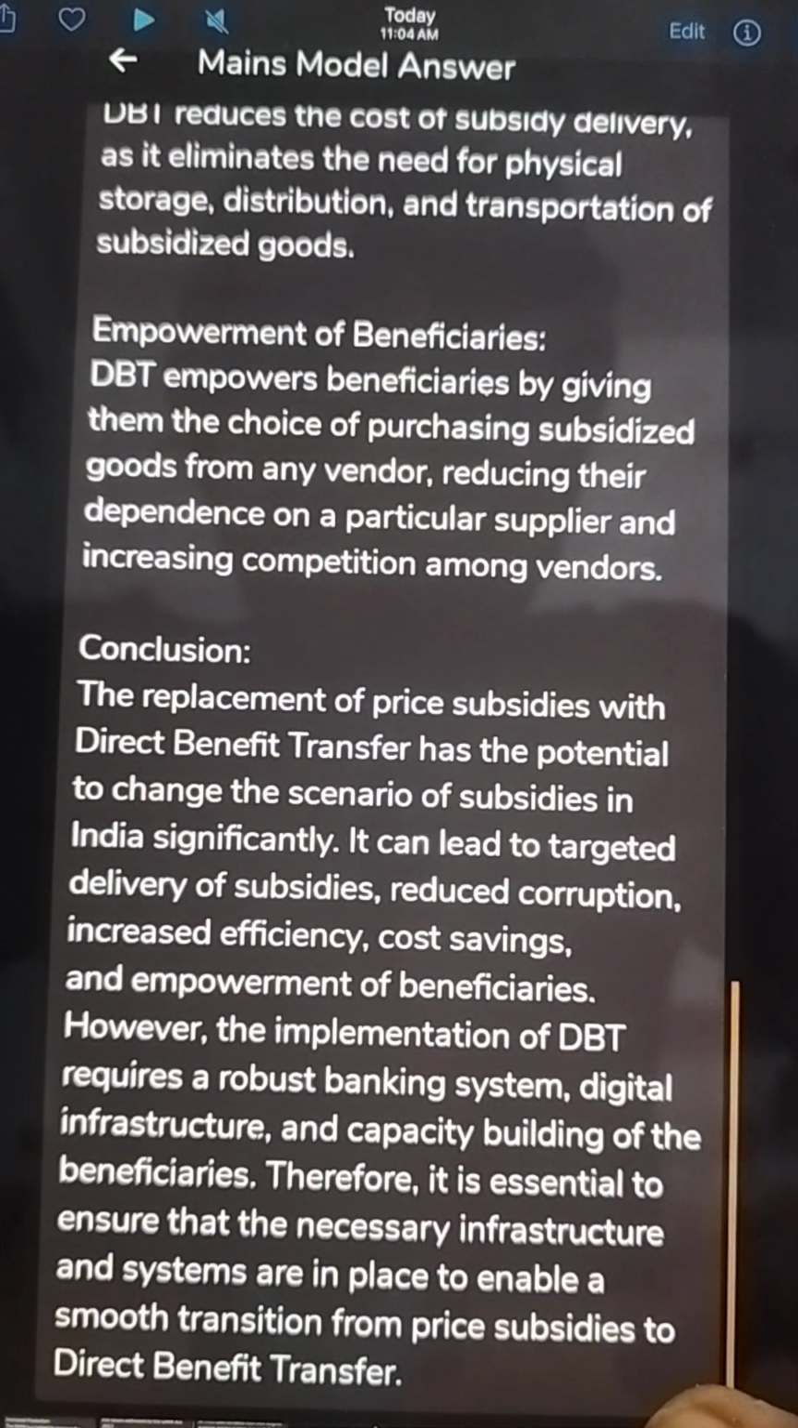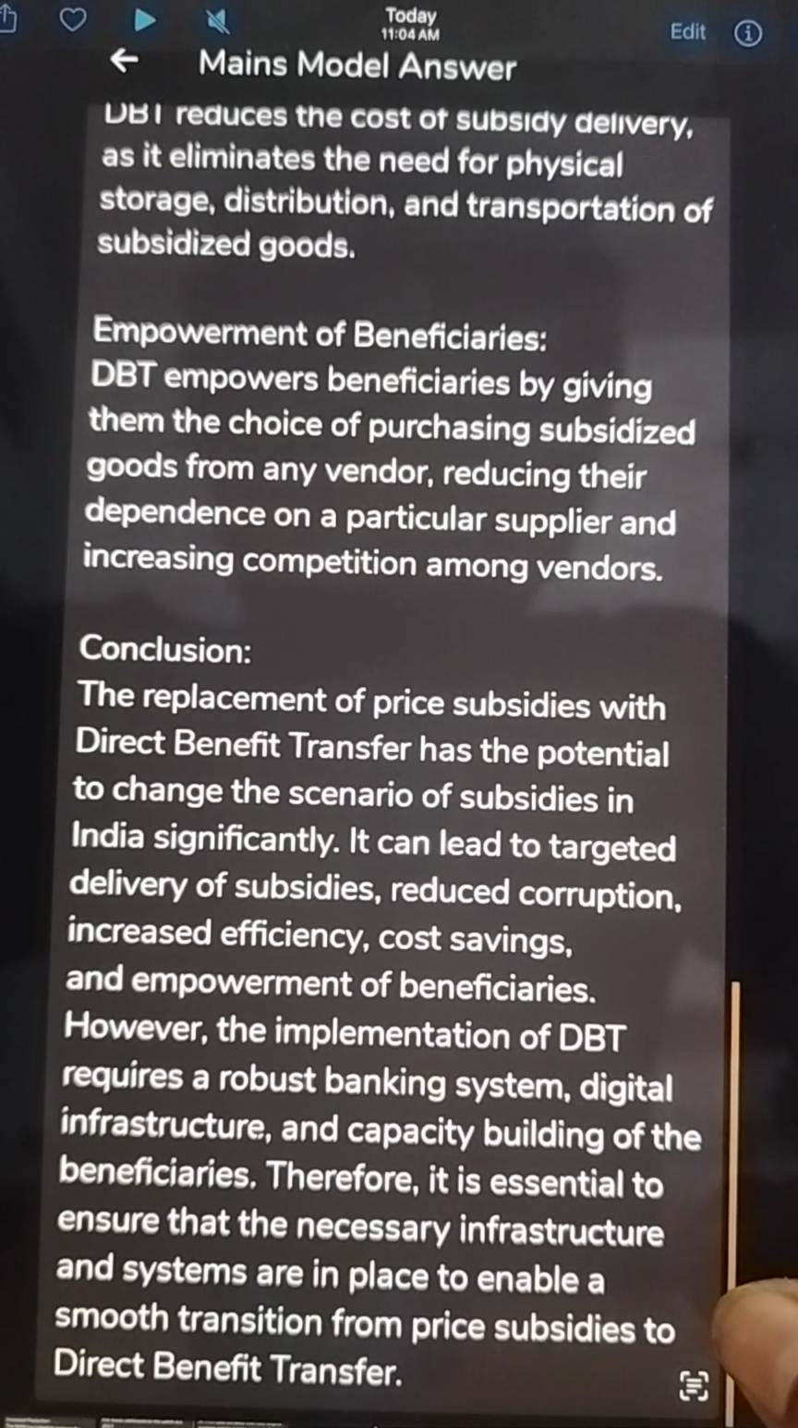DBT empowers beneficiaries by giving them the choice of purchasing subsidized goods from any vendor, reducing their dependence on a particular supplier and increasing competition among vendors. The replacement of price subsidy with a direct benefit transfer has the potential to change the scenario of subsidies in India significantly. It can lead to the targeted delivery of subsidies, reduce corruption, increased efficiency, cost saving, empowerment of beneficiaries.